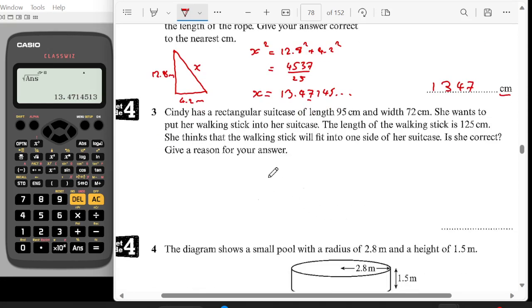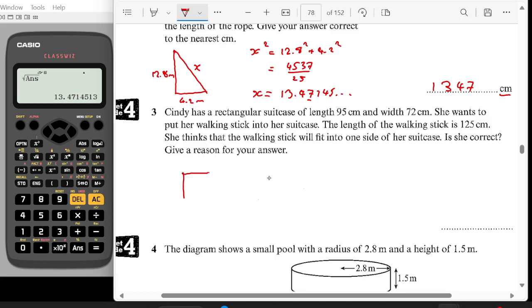Okay, question 4. Cindy has a rectangular suitcase of length 45 centimeters and a width of 72 centimeters. She wants to put her walking stick into her suitcase. The length of the walking stick is 125 centimeters. She thinks that the walking stick will fit into one side of her suitcase. Is she correct? So we will only treat this as a 2D shape.